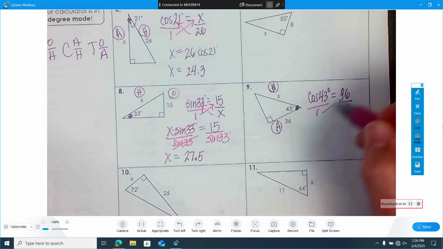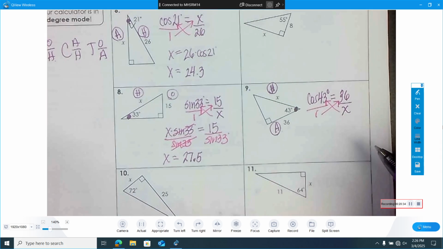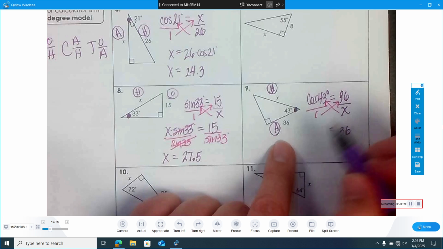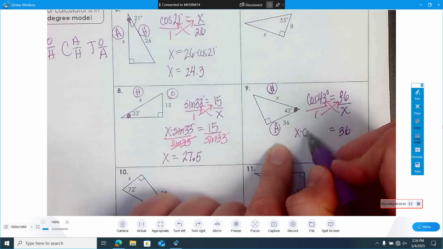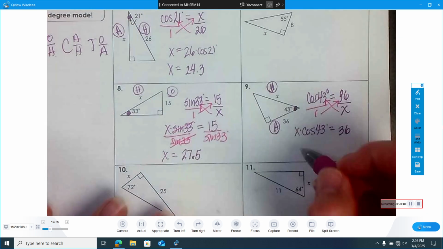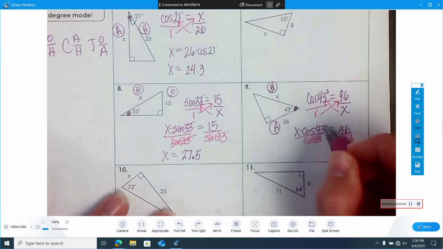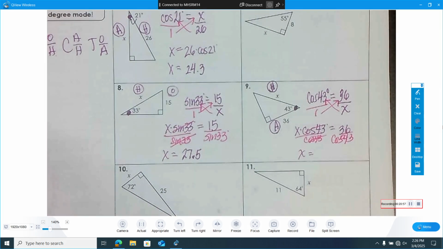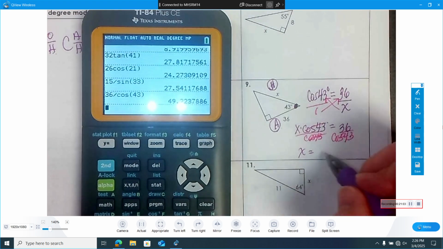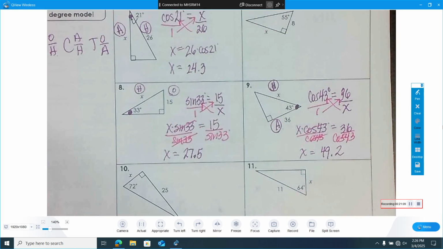I'm going to cross multiply. What should I write? 36 equals x cosine 43. Yeah, x times the cosine of 43. We just get to write x cosine 43. And then how do you get x by itself? Divide by cosine 43. So x equals 36 divided by the cosine of 43, which is 49.2.